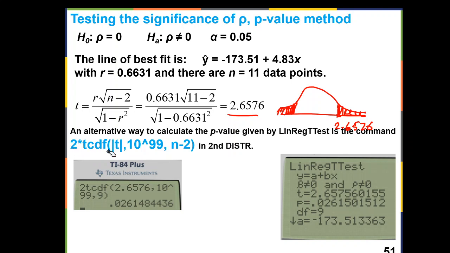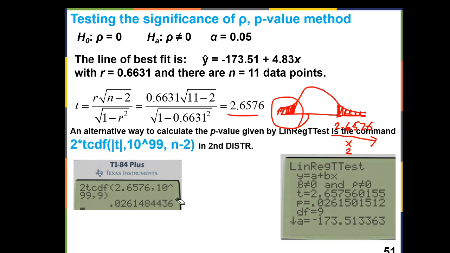Now, this is the absolute value of t. I put the absolute value because absolute value means you use the positive one. So you go from here to there and then multiply it by 2. So you don't have to worry about this part. Whatever t is, you take the absolute value of it, put it here, and then comma, 10 to the 99, which is infinity, and then degrees of freedom, which is n minus 2. Remember in this chapter, n minus 2, not n minus 1. And you get the same number.